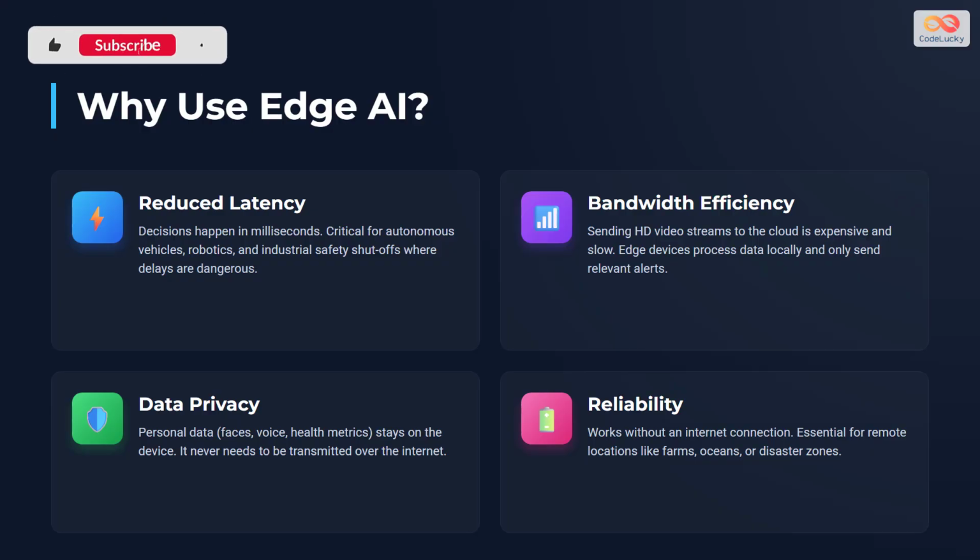There are four main reasons engineers choose Edge AI. First is reduced latency. Millisecond decisions are vital for things like self-driving cars. Second is bandwidth. Processing video locally saves huge data costs. Third is privacy. Personal data never leaves the device. And finally, reliability. It works even when the internet goes down.